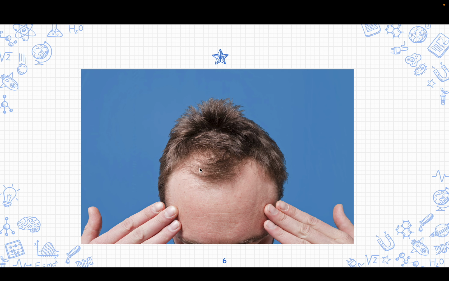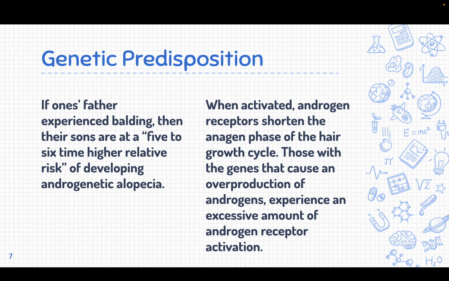And then this is an image showing androgenetic alopecia in a male, where you can see the hair is thinning at the crown of the hairline. Right, and then again, it's a disorder caused by a genetic predisposition. So if one's father experienced balding, then their sons are at a 5 to 6 times higher relative risk of developing this disorder.